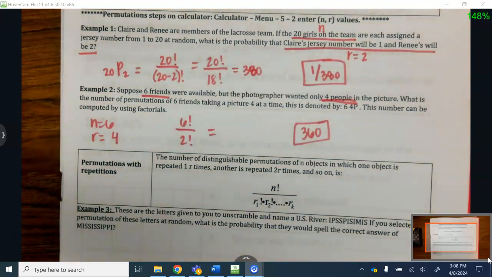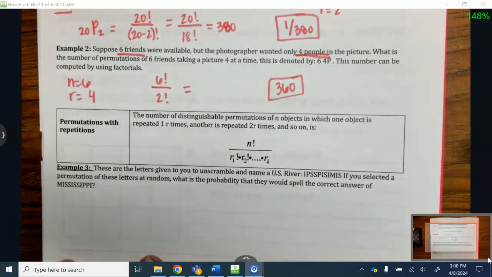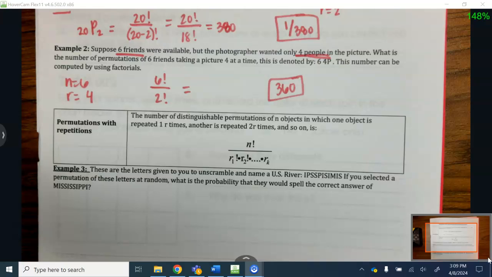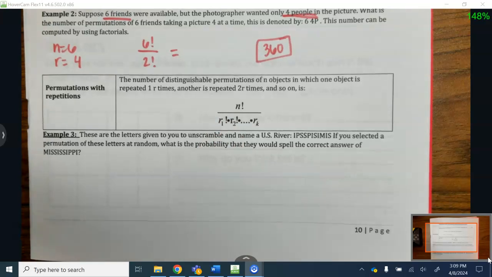Okay, so now let's look at permutations with repetitions. The number of distinguishable permutations of n objects in which one object is repeated r times, another is repeated 2r times, and so on, is this right here. Okay, so again, the formulas look weird, but let's just look at an example to explain.